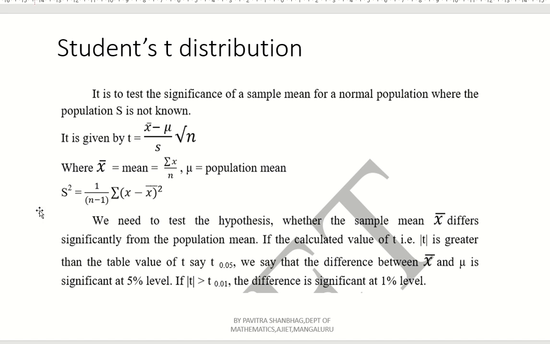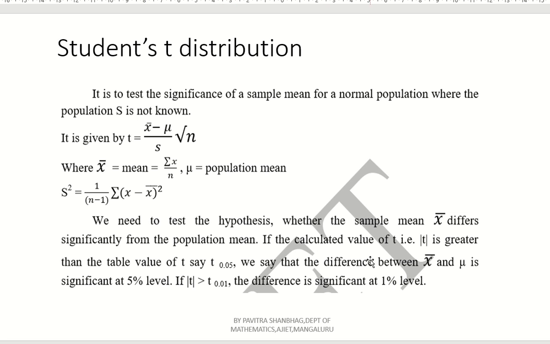What is S square? That is 1 by n minus 1 into summation of x minus x bar whole square. We want its square root to simplify the T formula, that is T equal to x bar minus mu by S into root n. But S square is nothing but 1 by n minus 1 into summation of x minus x bar whole square. Here we need to test the hypothesis whether the sample mean x bar differs significantly from the population mean. Okay, this is the sample mean and this is the population mean.